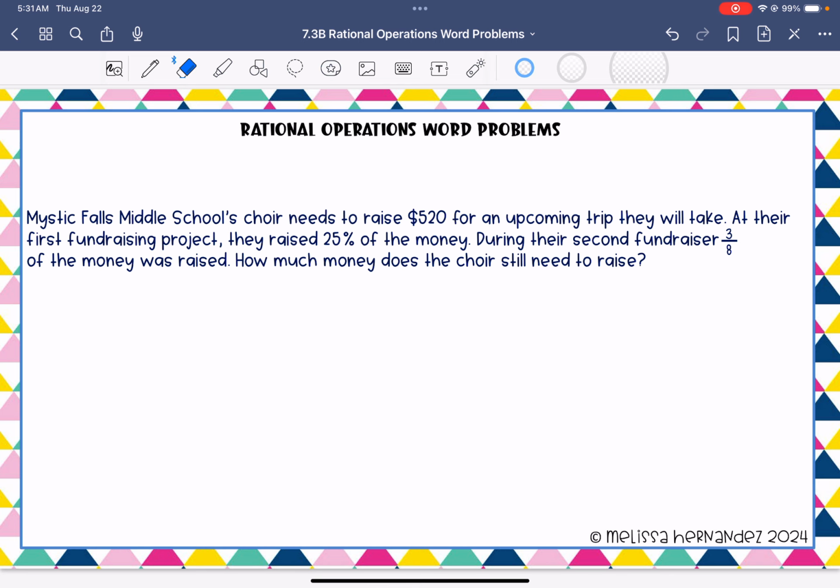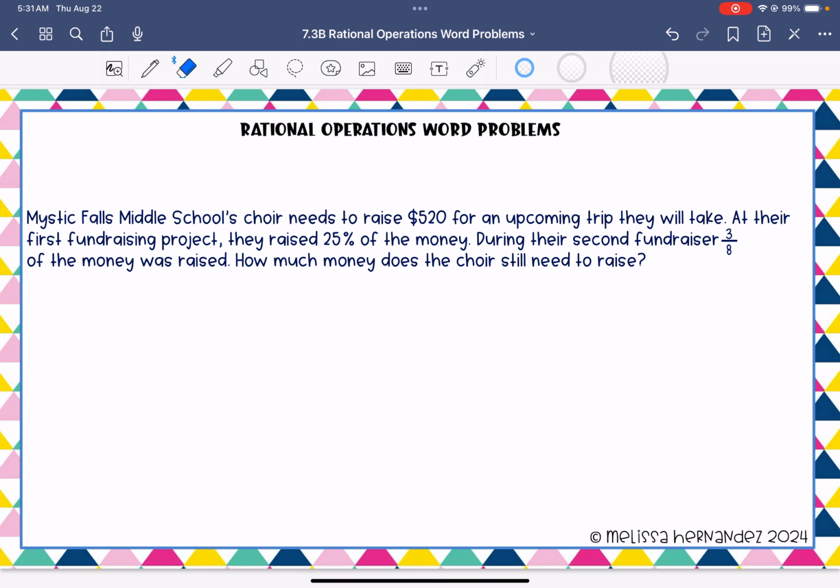So it says Mystic Falls Middle School's choir needs to raise $520 for an upcoming trip they will take. At their first fundraising project, they raised 25% of the money. During their second fundraiser, 3/8 of the money was raised. How much money does the choir still need to raise?